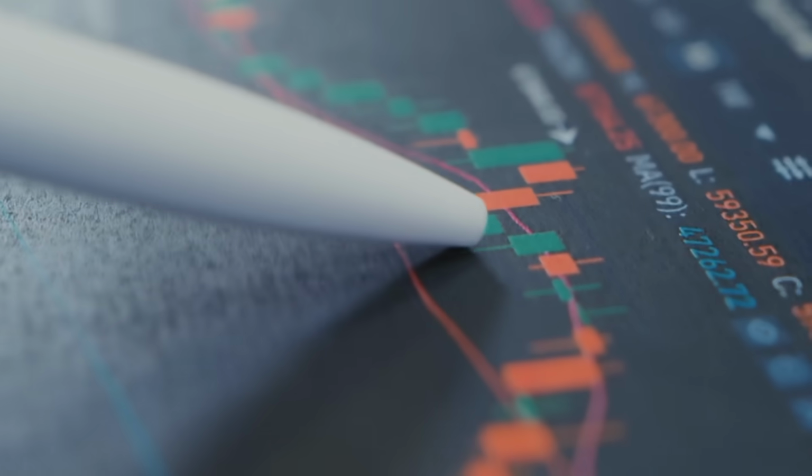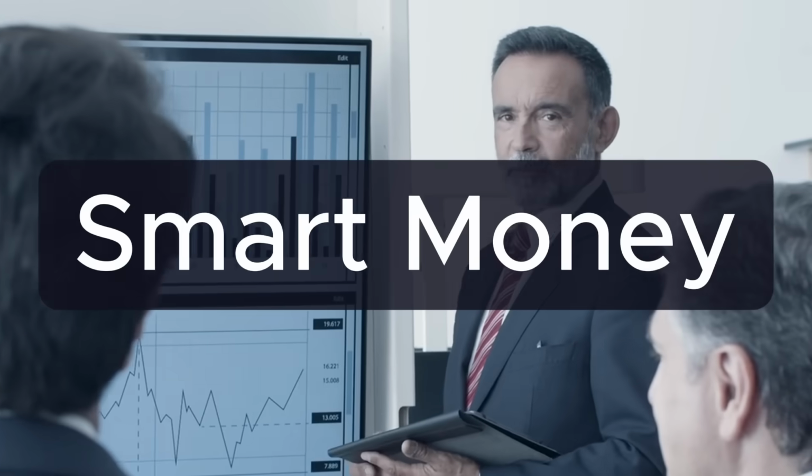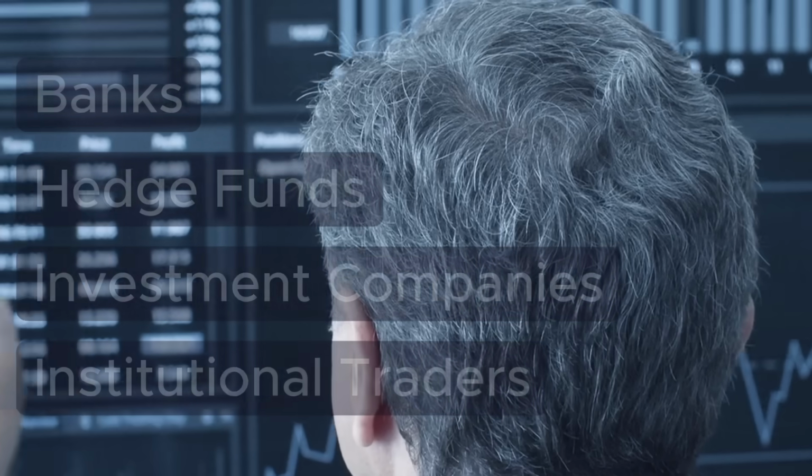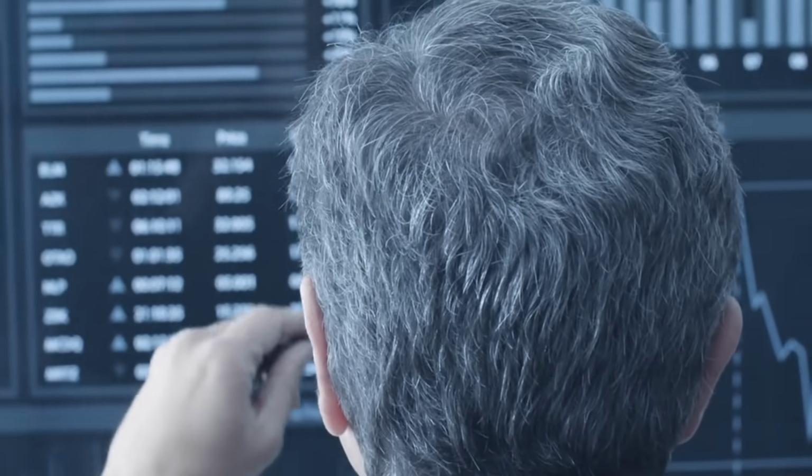Please pay attention that the main reason for price movements in financial markets is smart money, the money that flows into the market from banks, hedge funds, investment corporations, and other institutional traders who place very large positions in financial markets. They have a better understanding of the market, and with all the power and capital that they have, they can influence trends in financial markets.